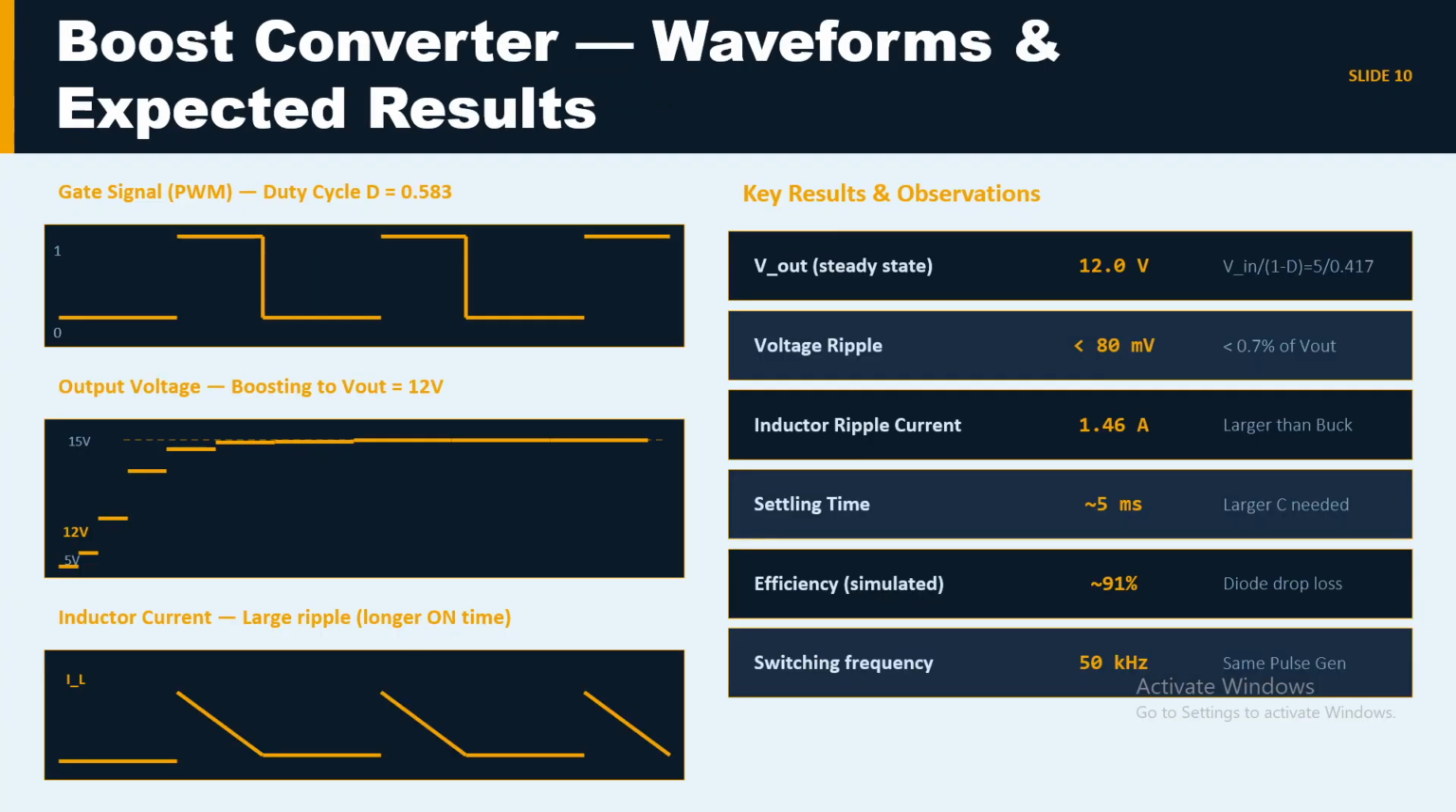So this is the output graph. You will obtain these types of graphs on the output side. Here the input voltage is 5 volts. We will convert the 5 volts to 12 volts. Output voltage will be greater than the input voltage.